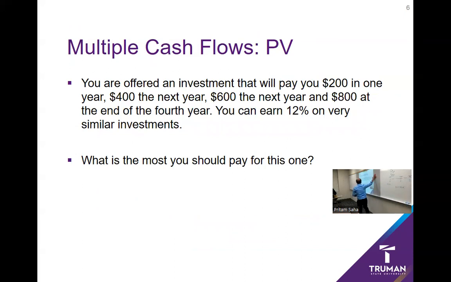Let's talk about this one. So you're offered an investment that will pay you $200 in 1 year, $400 next year, 600, 800, and you can earn 12%, which is the rate of return. What should be the present value? So can you guys calculate it on your own?